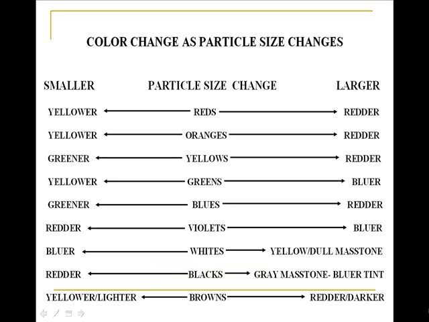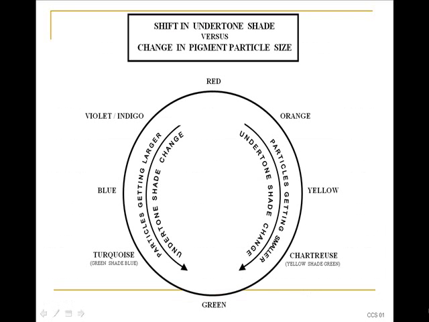And here's another way of looking at the shift in the undertone versus particle size in more of a single diagram. But when the particle size gets larger, the undertone shade goes towards the counterclockwise direction. When the particle size gets smaller, the undertones go in a clockwise direction and shows the different colors along the circle there. So it gives you an idea how the colors change with changes in particle size.